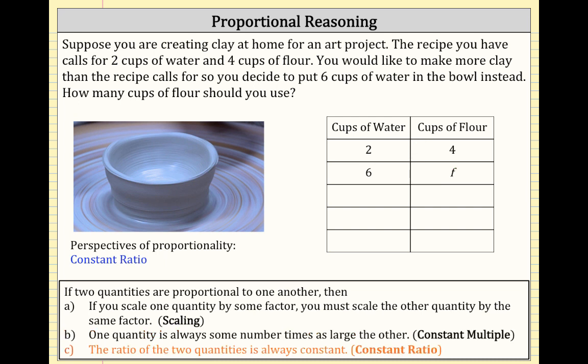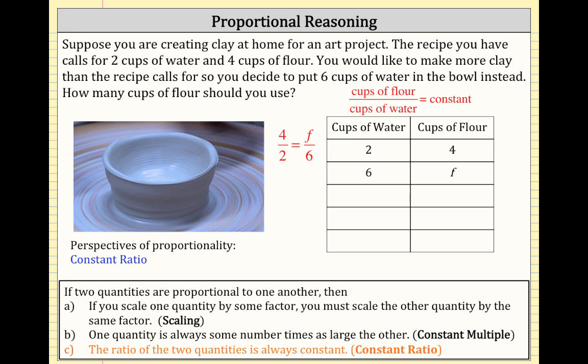Now let's look at the last one, which is the constant ratio perspective. It says that the ratio of 2 quantities is always constant. What that tells us is that the cups of water to the cups of flour will always be in a constant ratio. So let's take a look at the one that we do know, which is the 4 cups of flour to the 2 cups of water. According to that, since that's the same, 4 over 2 is going to be the same as f over 6.